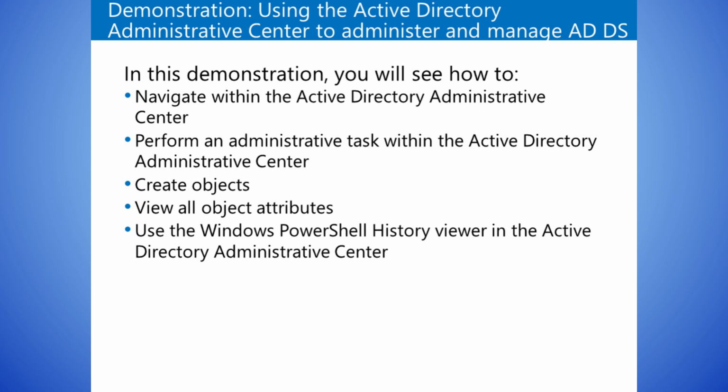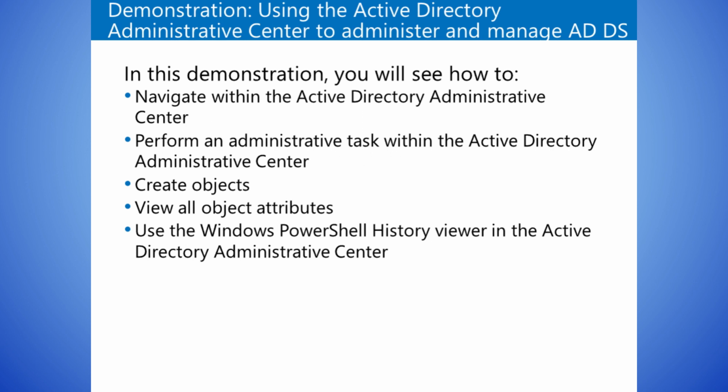Demonstration steps. Navigate within the Active Directory Administrative Center. 1. On LON-DC1, open the Active Directory Administrative Center. 2. In the navigation pane, select Adatum (local), select Dynamic Access Control, and then select Global Search. 3. In the navigation pane, switch to the tree view, and then expand Adatum.com.